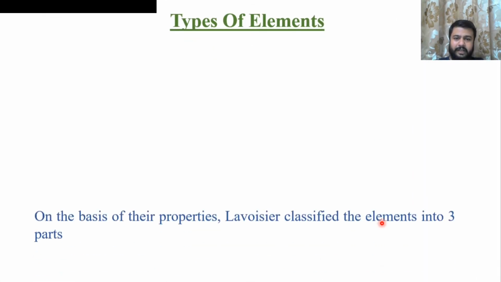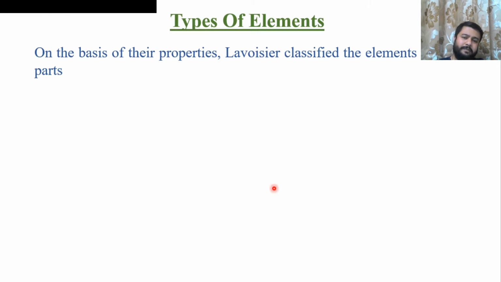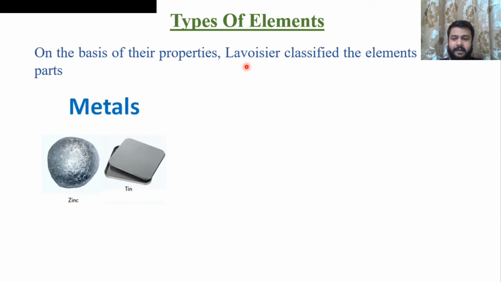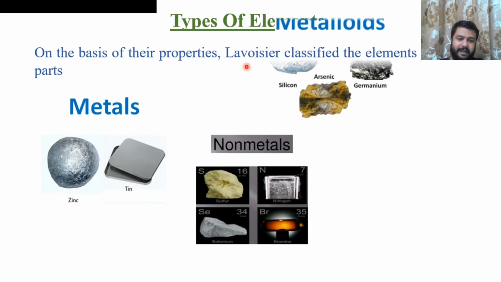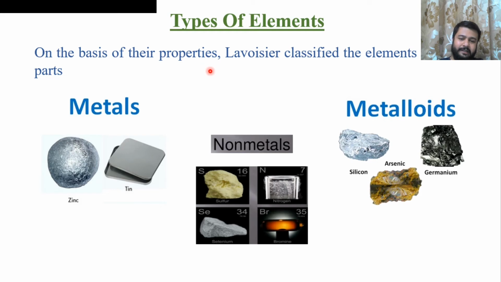Now moving forward, types of element. On the basis of their property, scientist Lavoisier classified the elements into three parts, that is metals, non-metals and metalloids. So metals and non-metals, we all know that they are totally opposite to each other. But metalloids is a new thing for you people. Metalloids are the elements which have both properties of metals as well as non-metals. Zinc, tin, these are the examples of metals. Sulfur, nitrogen, selenium, bromine, these are the examples of non-metals. Silicon, arsenic and germanium, these are metalloids.